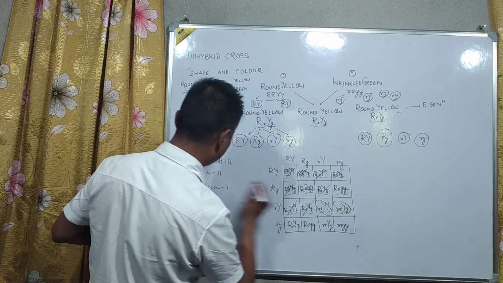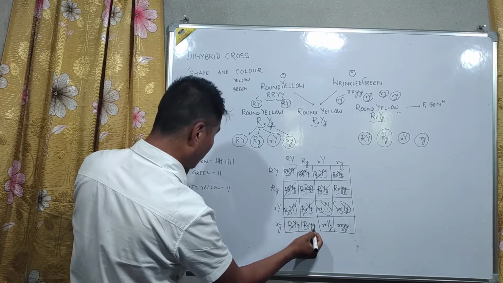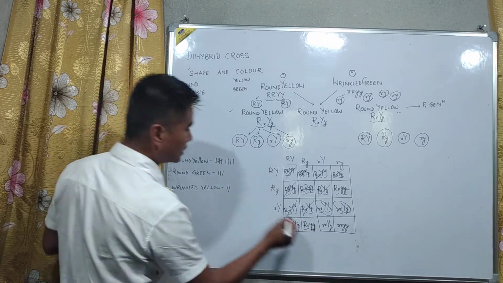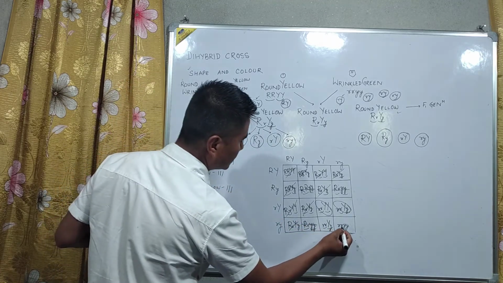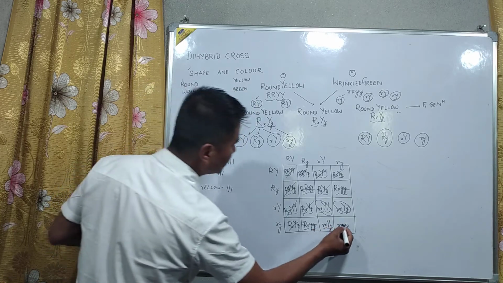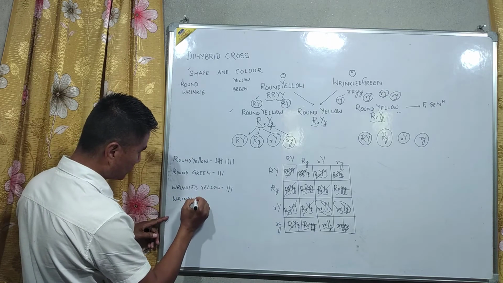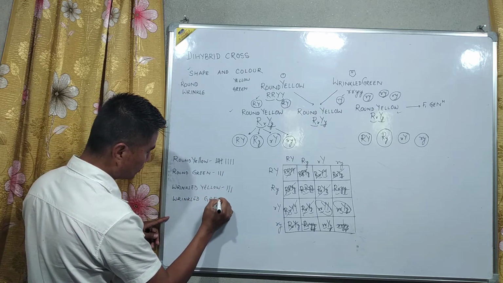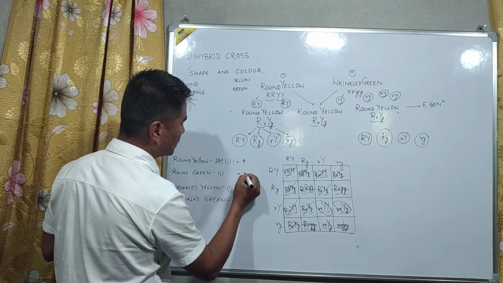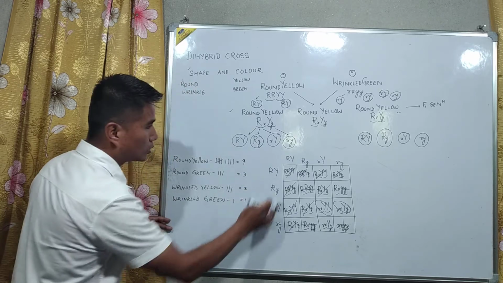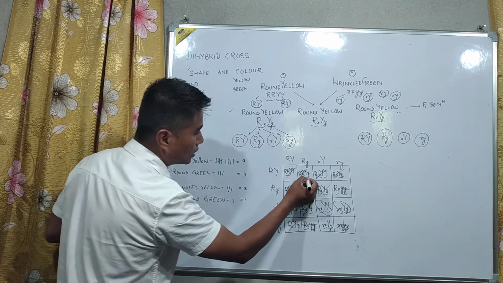What is this? Wrinkled yellow again. Here we have round yellow. Round, but this is green, so round green is here. Wrinkled yellow is this. And what is this? Wrinkled green. So ultimately wrinkled green is 1. So 5 plus 4 is 9, 3, 3, 1. So from outside, this combination also gives round yellow.